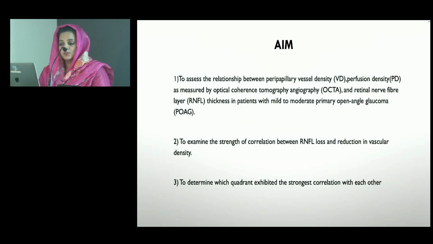The aim of the study was to assess the relationship between peripapillary vessel density, perfusion density as measured by OCTA, and RNFL thickness in patients with mild to moderate primary open angle glaucoma, to examine the strength of correlation between RNFL loss and reduction in vascular density, and to determine which quadrant exhibited the strongest correlation with each other.